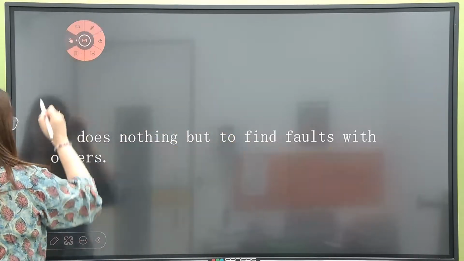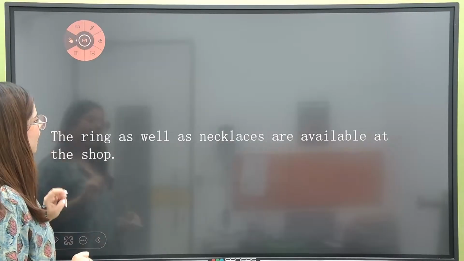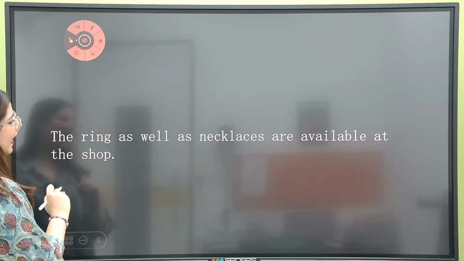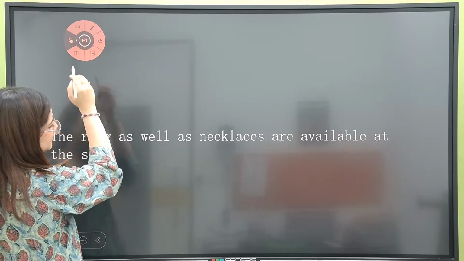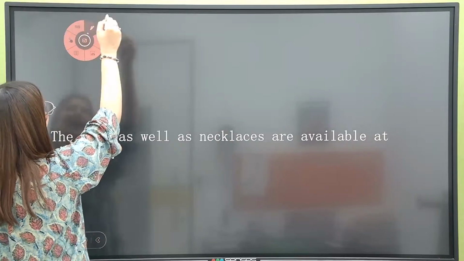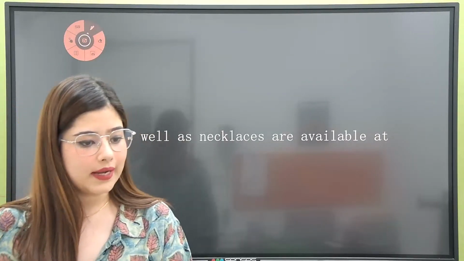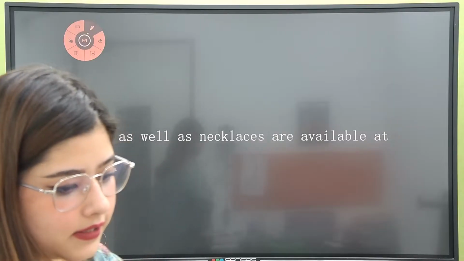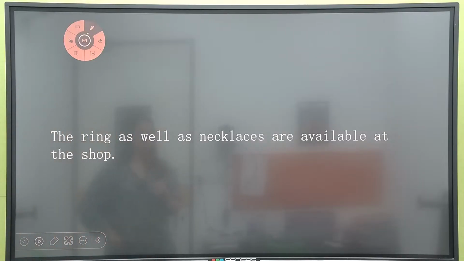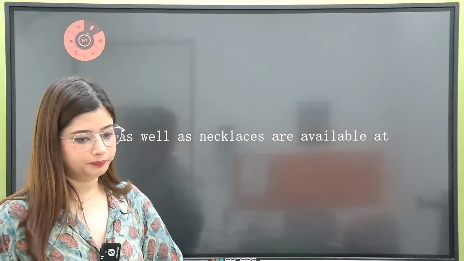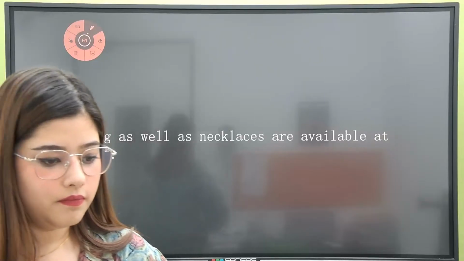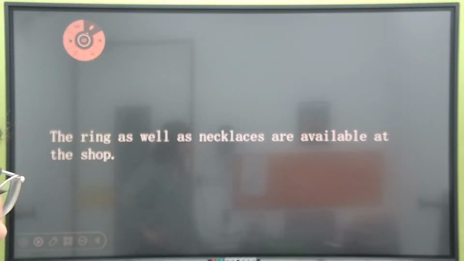Okay, let's have a look at the next sentence. The ring as well as necklaces are available at the shop. Subject verb agreement.